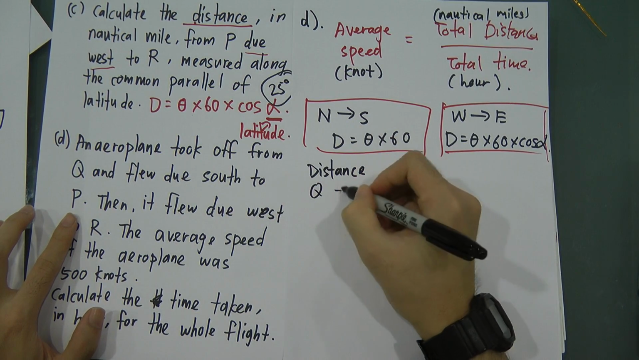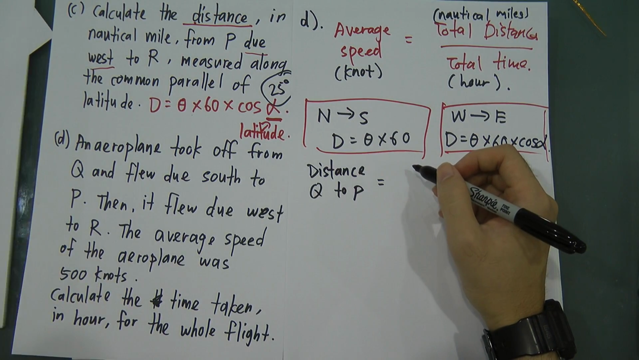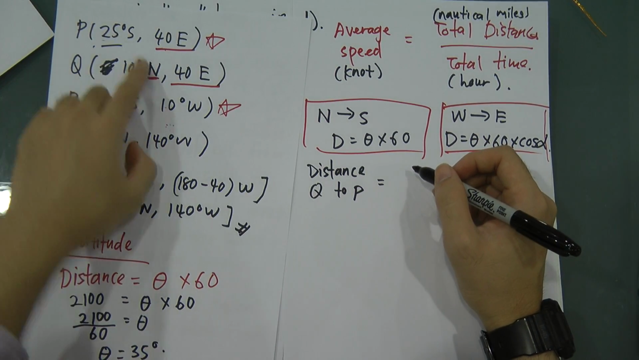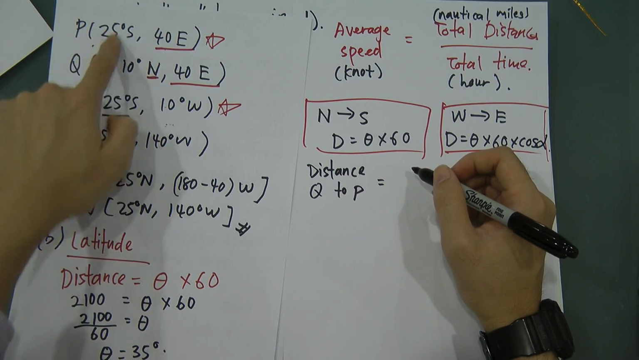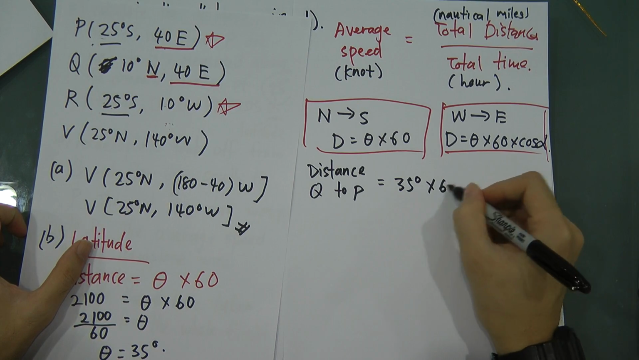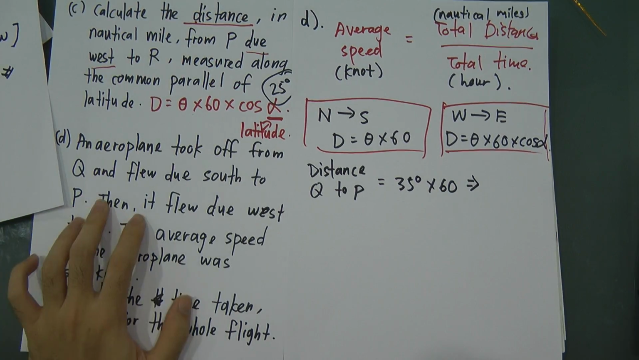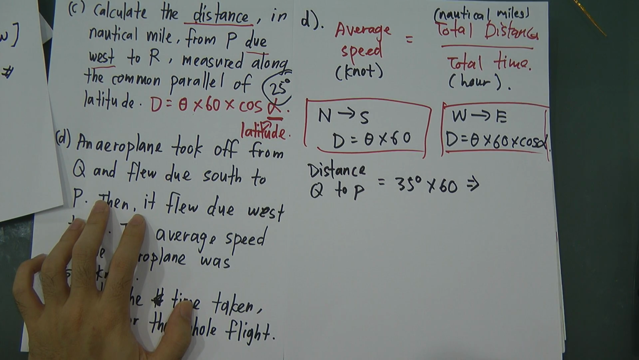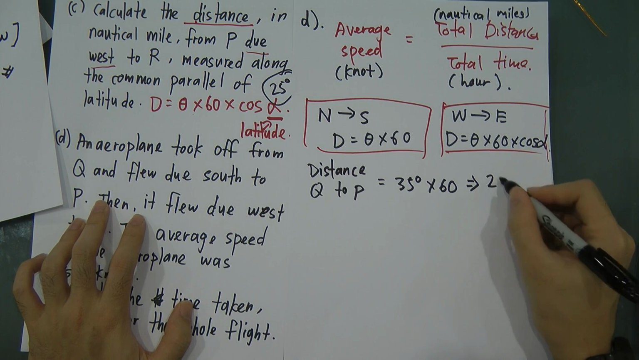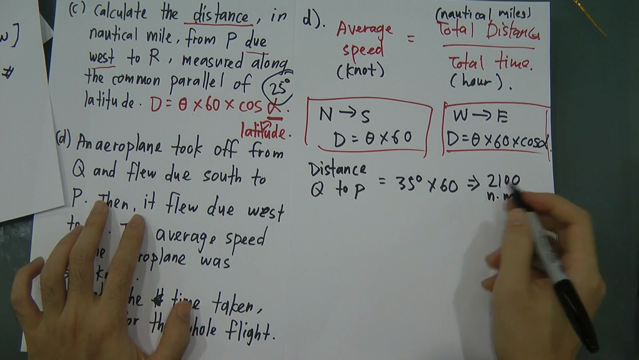The distance from Q to P: the angle between Q and P is 10 and 25. If they are on different sides of the equator, you just add them together, which is 35 degrees. Then multiply by 60, and we can find the distance: 35 multiplied by 60 is 2,100 nautical miles. I write a short form here, but in the exam you have to write the full form.